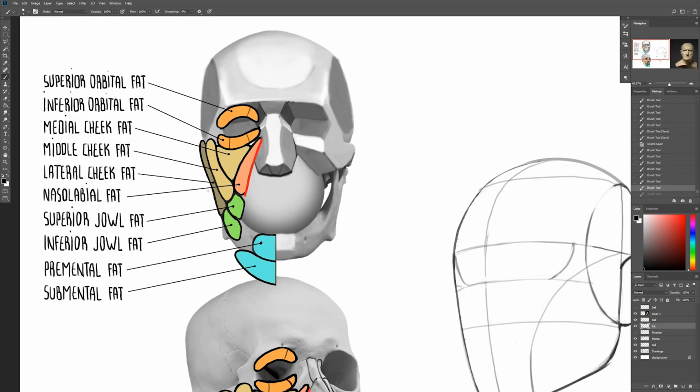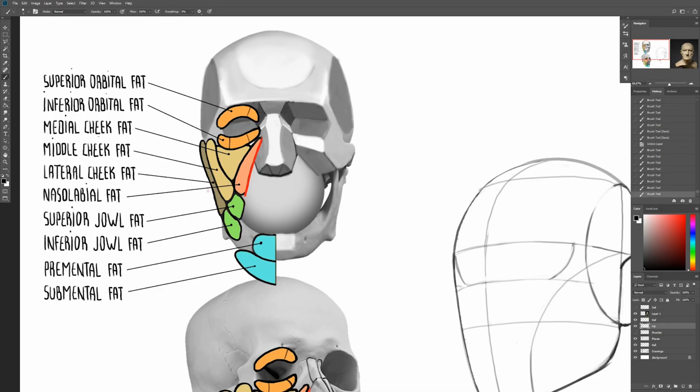This is going to be knowledge that's more important for doctors if you do facial surgery and things like that. In our case, just knowing that there's a fat pad at the top and the bottom of the eyeball is going to be plenty enough information.